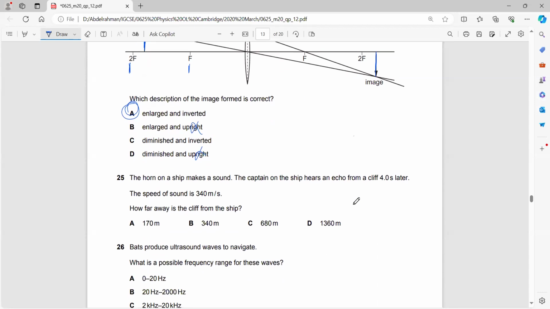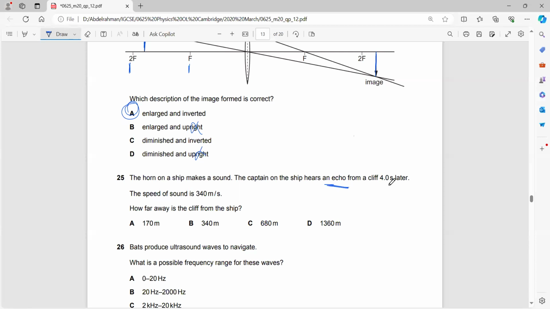The horn on a ship makes a sound. The captain on the ship hears an echo from a cliff 4 seconds later. The speed of sound is 340 meters per second. How far away is the cliff from the ship? How can I find the distance?